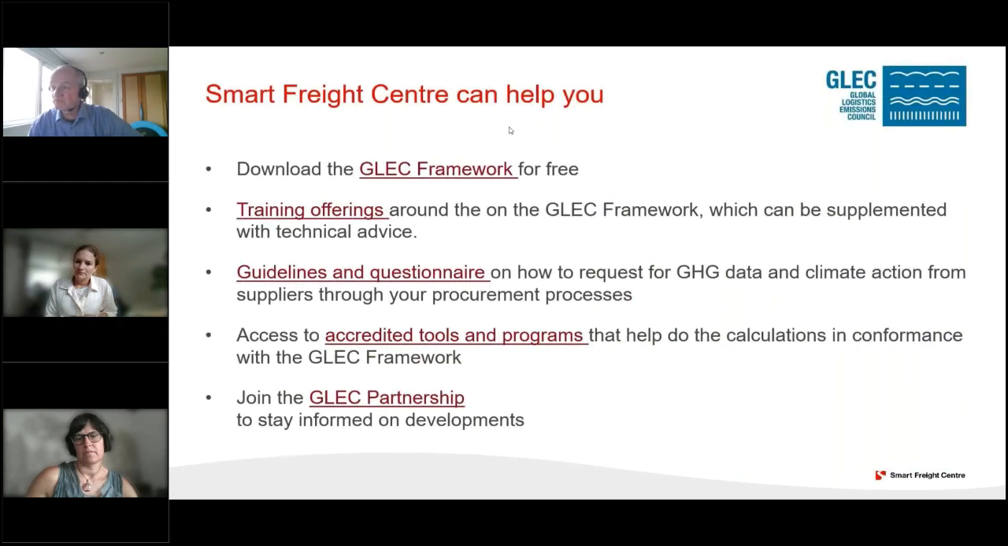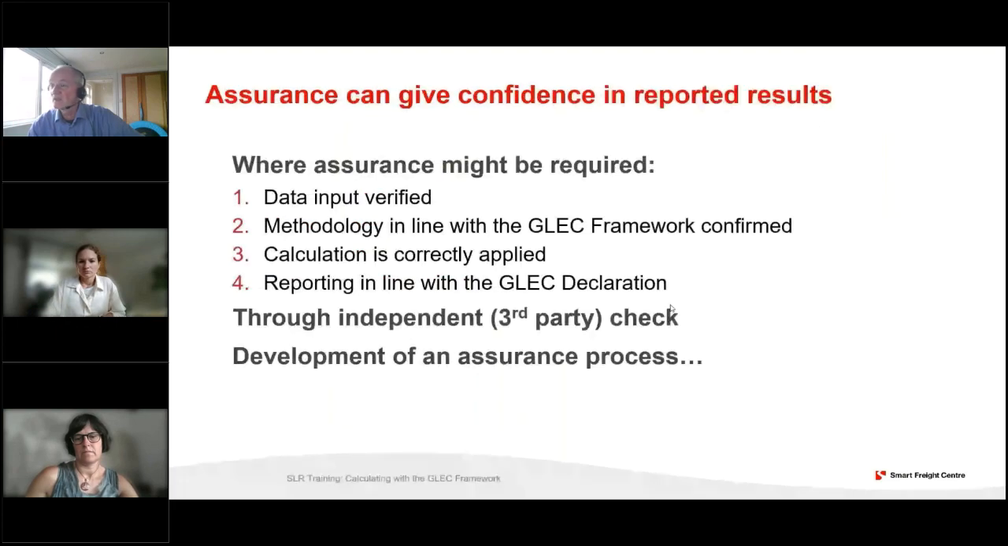We can offer various elements. We make the GLEC framework in its latest version available for free. We provide trainings. There are guidelines around specific elements. We work to accredit calculation tools and programs to make sure that they follow the GLEC framework, and we offer the GLEC partnership alongside other membership or as part of other membership organizations for SFC. So we really look to collaborate with as many different people and organizations as we can.